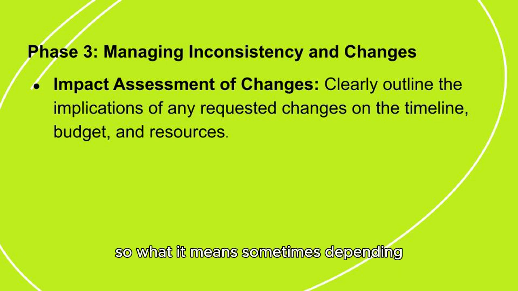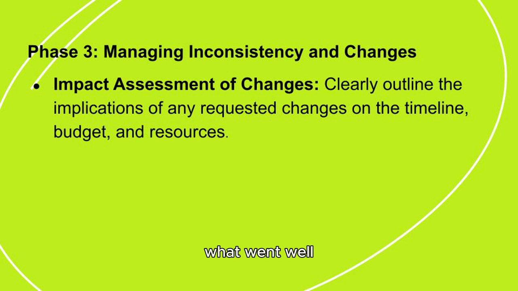So what it means, sometimes, depending on the size and scope of the project, let's say if it's a smaller project, perhaps you have a scheduled meeting where you list down what are the things you observed, what went well, what didn't go so well, and what can be improved in the future.